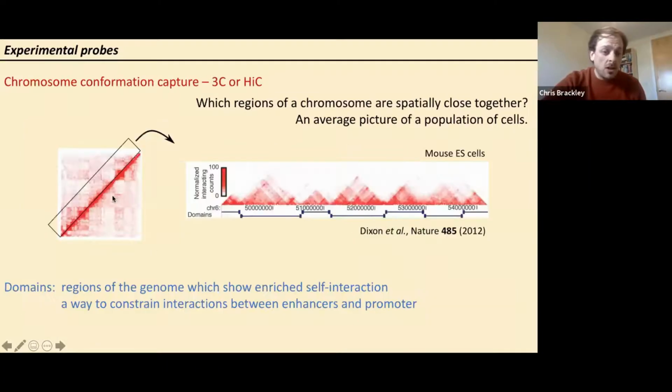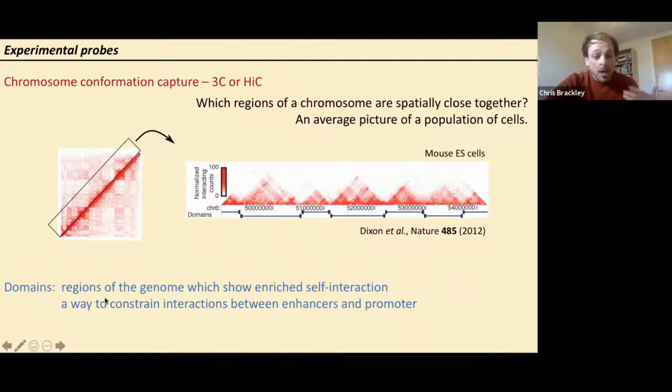Okay, another thing about these maps is that often instead of plotting the whole square, people just cut out the relevant region around the diagonal and rotate it and show it like this. In this example, you can clearly see that there are dark triangles, or these would be squares along the diagonal. So what are these? These are known as domains, and basically they're regions of the genome which show an enriched self-interaction. Two points on the chromosome which are within the same domain are more likely to interact or be together in 3D space than two points which are in different or neighboring domains.